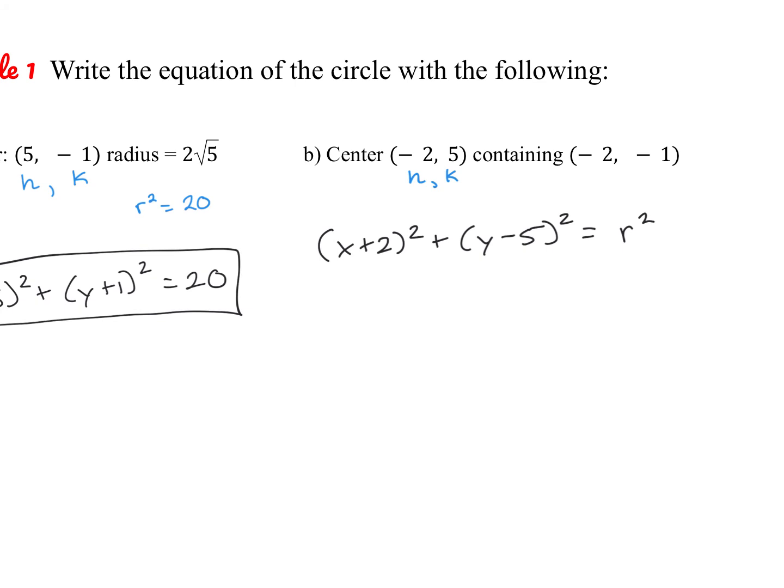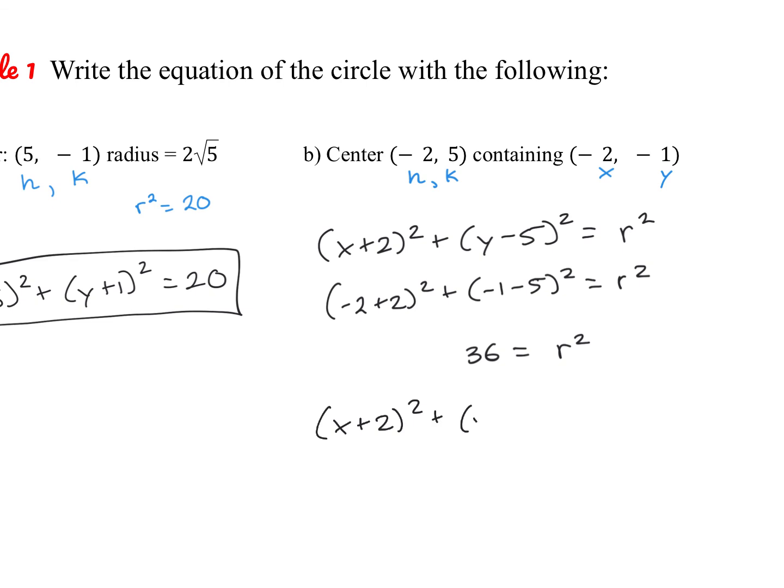So again, I'm going to substitute x and y. So here we have (−2 + 2)² + (−1 − 5)² = r². This you can see becomes 0. This becomes 36. So our r squared term is 36. We don't actually need to solve for r because we want it to be r squared. So then we just go back and plug it back in. (x + 2)² + (y − 5)² = 36. And there you have it.